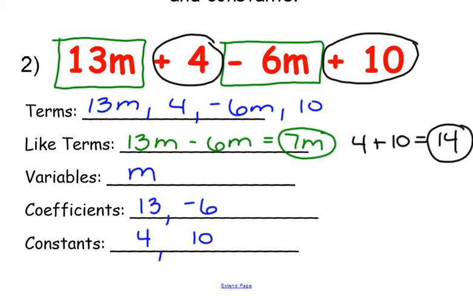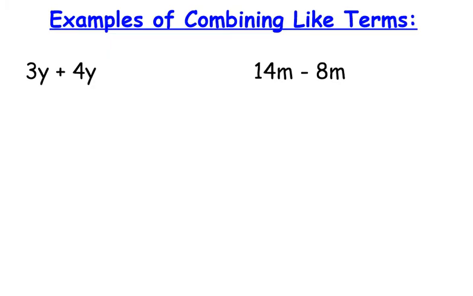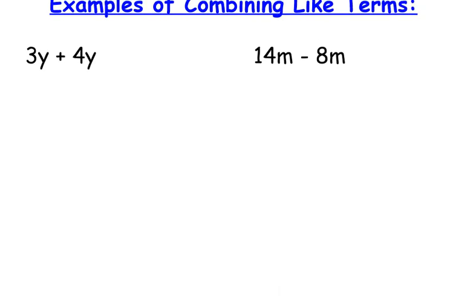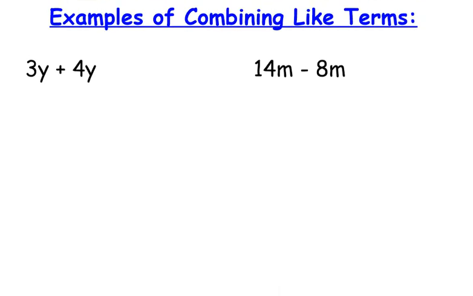Okay, let's try another example. All right, so now that we've broken them apart, let's actually start to combine them. So we have 3y plus 4y. Ignore the variables and just add the coefficients. That's the number in the front. 3 plus 4 is 7, and then put the variable back in, y. Now, if that y had an exponent with it, you would put the exponent back with the y as well. So your answer for this one would be 7y.